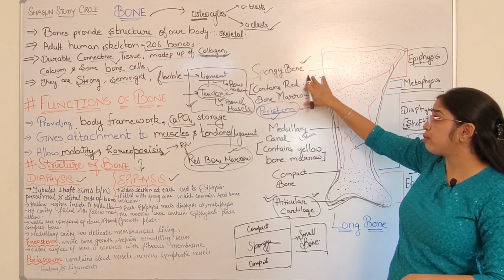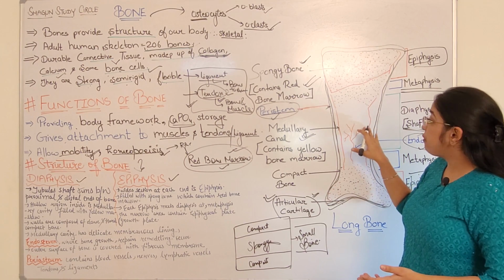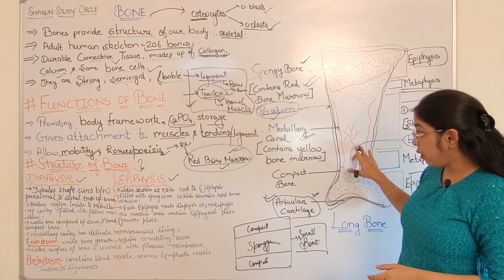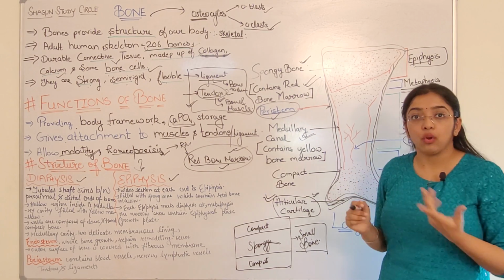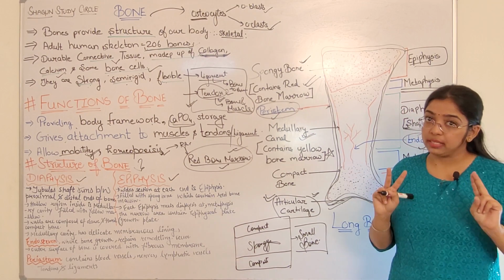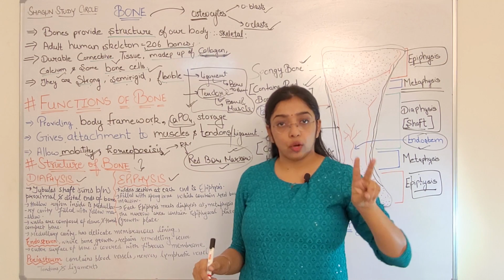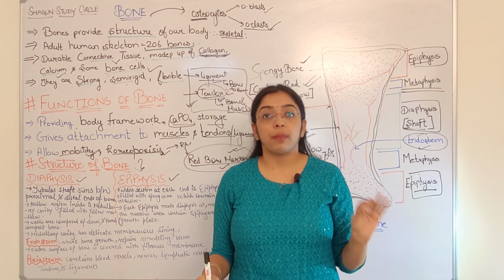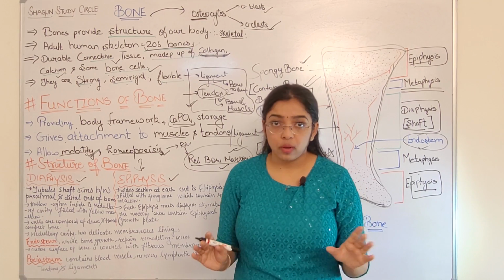Epiphysis contains spongy bone and red bone marrow, whereas this diaphysis contains compact bone, and inside this canal is present yellow bone marrow. So it forms two important questions here. Where is red bone marrow present? Where is yellow bone marrow present? Where is spongy tissue present? And where is compact tissue present? So I hope it's clear.